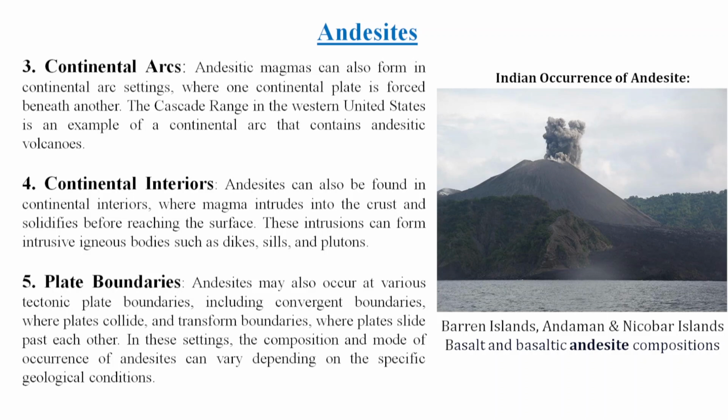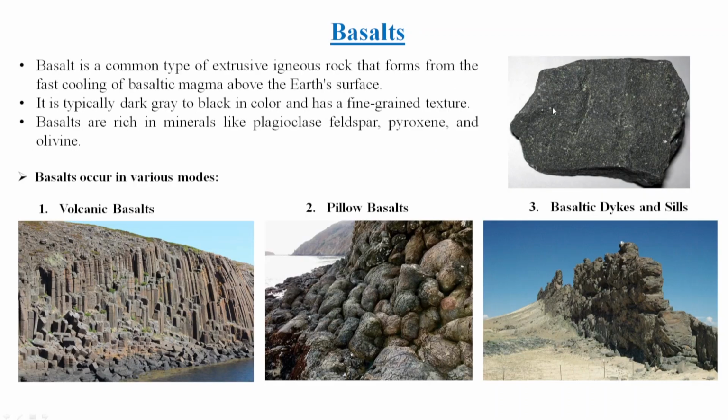Again, if I look at the Java Sumatra arc, its extension is present as Barren Island in the Andaman and Nicobar Islands of India. There the composition of the lava extruding onto the surface of the earth is mainly basalt, but some basaltic andesite compositions have also been reported.